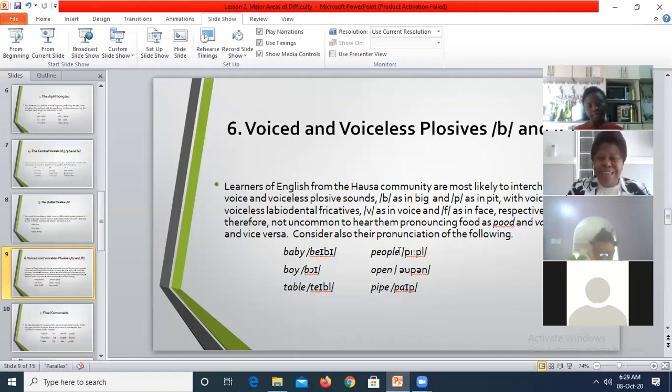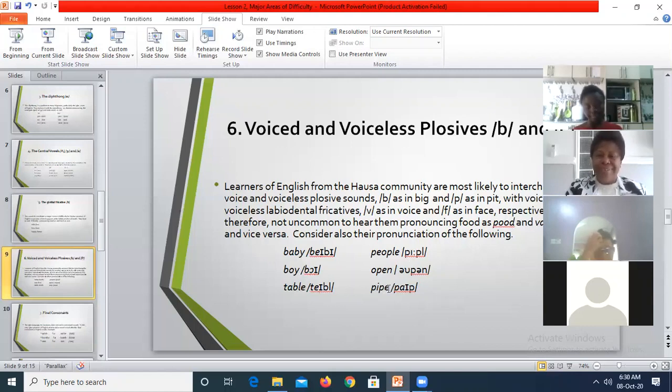Good. Say after me again, people. People. Again. People. Say open. Open. There is a diphthong at the initial position of open, and you must realize it. Open. Good, open. Pipe.